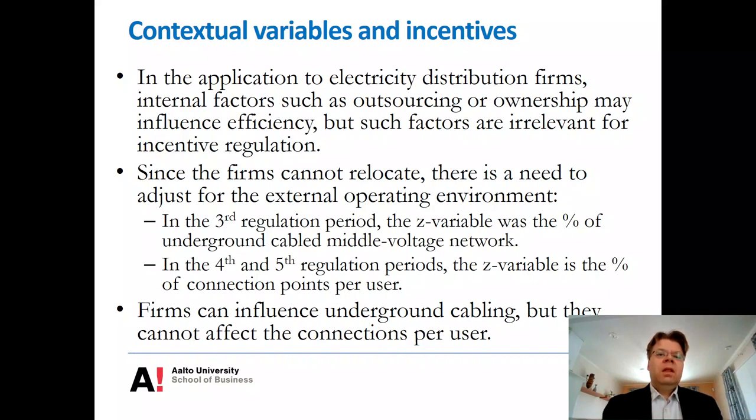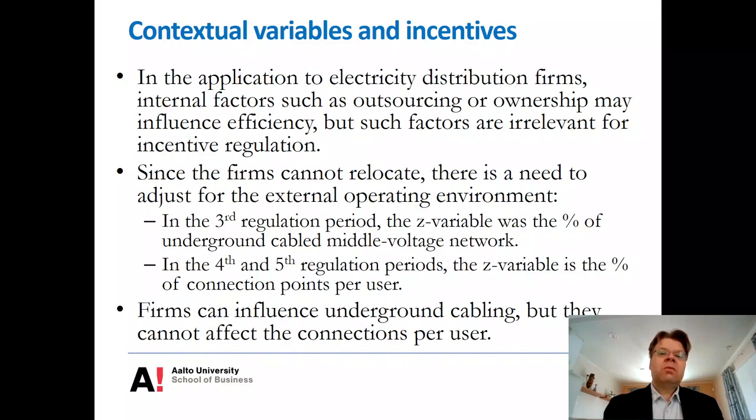So the idea there is that consider, for example, some apartment building with several apartments in the same building. Then the number of use points is equal to the number of apartments, but there's only a single connection point in the building. So this ratio of connection points to users indicates to what extent there are single household dwellings versus multiple household apartments. So in rural areas, this ratio of connection points per user tends to be very close to one, because there are only single, separate houses. Whereas in larger cities like Helsinki, this ratio is relatively low, because most people live in apartment buildings.